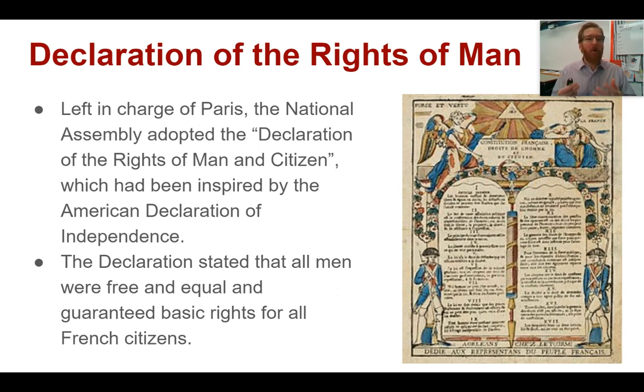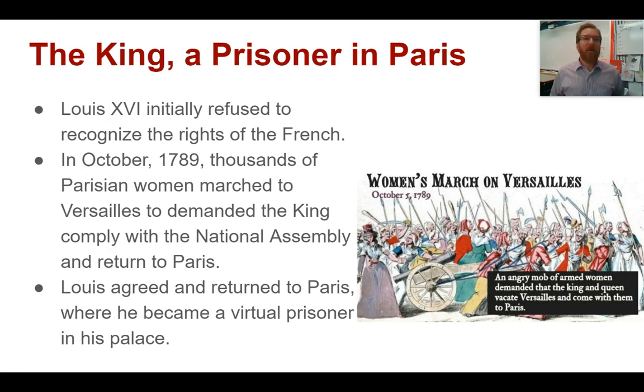This is the idea that all men are free and equal, and all citizens are guaranteed basic rights. Now, Louis XVI refuses to recognize the rights of these French people. And in October of 1789, this results in thousands of Parisian women, the Women's March on Versailles. They leave the city, they march 20 miles out to Versailles, toting weapons, right? This is a women's army toting weapons to Versailles, and they threaten the king and demand that the king comply with the National Assembly and return to Paris.